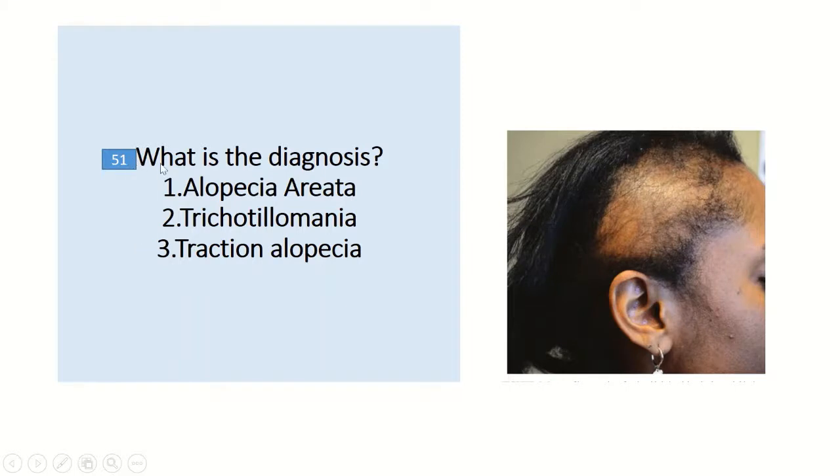Question 51. What is the diagnosis? Alopecia areata, trichotillomania, traction alopecia. As you see here, the frontotemporal area is involved. The clue in the diagnosis here is a thin line of hair on the anterior side of this patch that is preserved. The diagnosis is traction alopecia. So the correct answer is three.